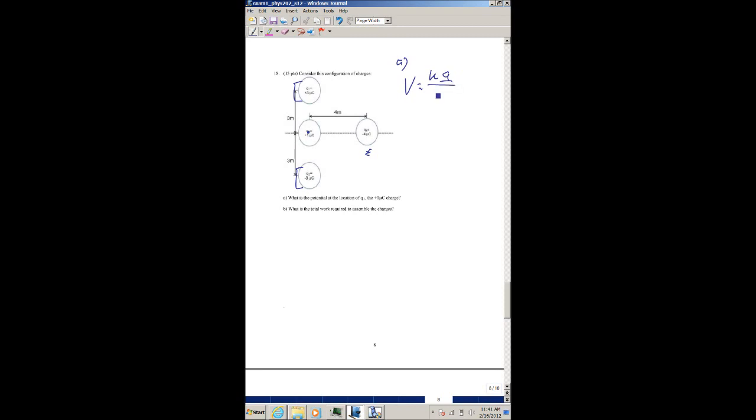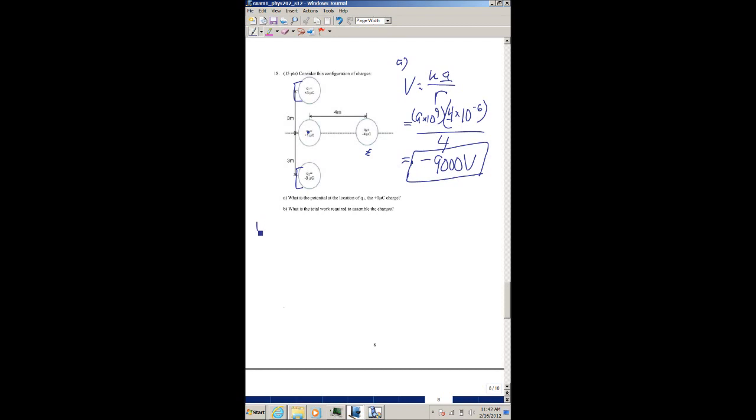So it's kQ over R, that is 9 times 10 to the 9th, times Q, which is 4 times 10 to the minus 6. Actually, this is a negative value, over my distance, which is 4. So that's negative 9,000 volts. So that's part A. And then, what is the total work required to assemble the charges? You have 4 things you need to add up here.